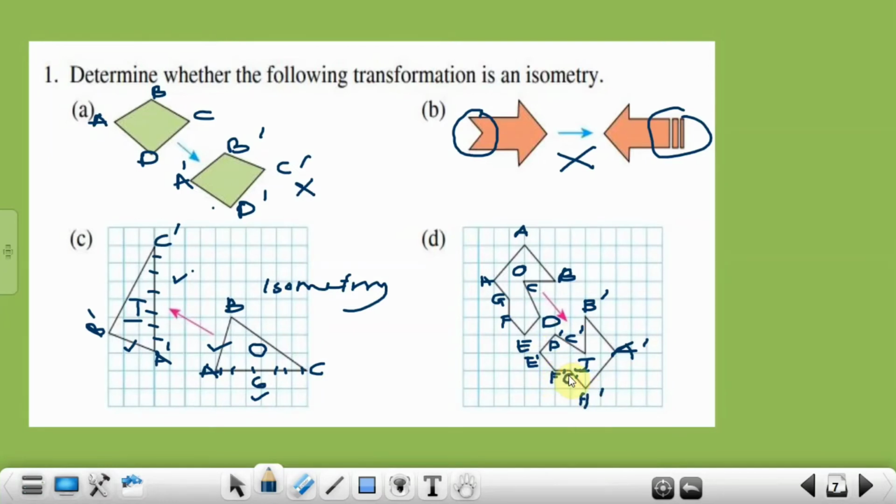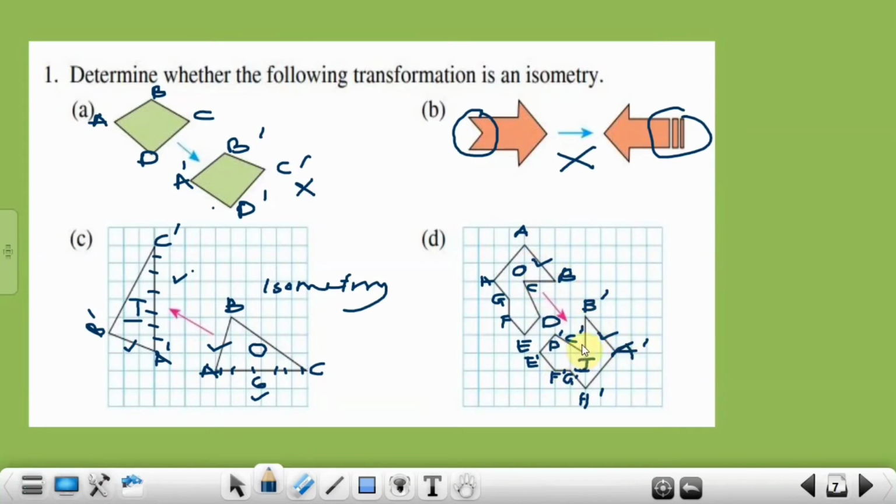Okay, so what you need to do? You need to make sure whether the size is the same or not, and also the shape. The shape looks like the same, but what about the size? Let's look at the size by calculating the boxes for each length. Okay, AB. You see here it's the diagonal of 2 boxes. So yes, these sides are congruent, A to B.